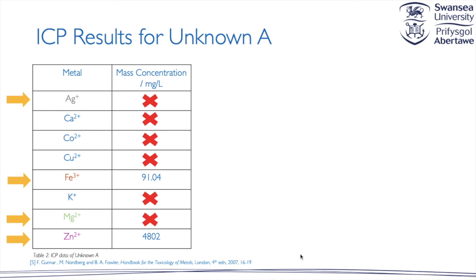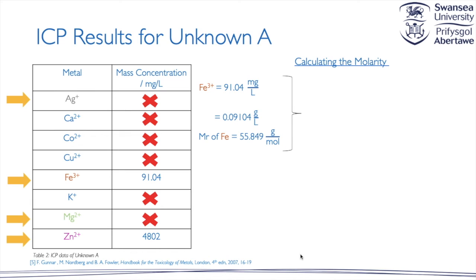From the mass concentration calculated, we need to turn this into molarity. So for iron, we know it was 91.04 milligrams per litre, so we can say that it was 0.09104 grams per litre. And we know that the Mr of iron is 55.849 grams per mole. So to do this, we divide our mass concentration by the molar mass. As you can see here, the units will cancel out to give 1.63 times 10 to the negative 3 moles per litre.